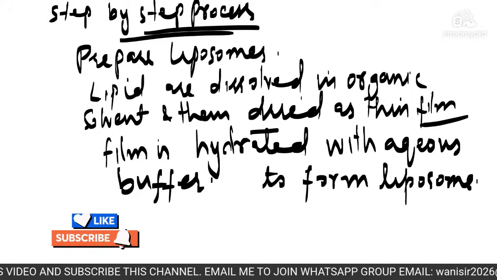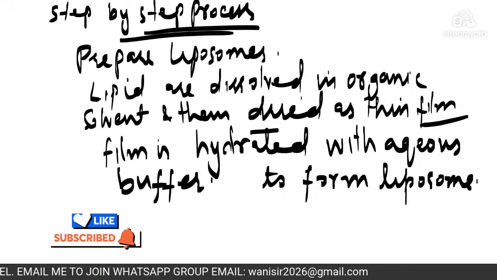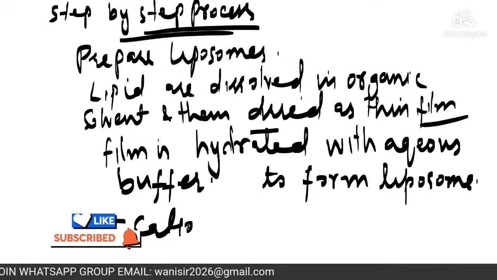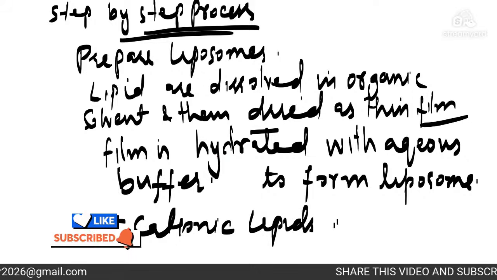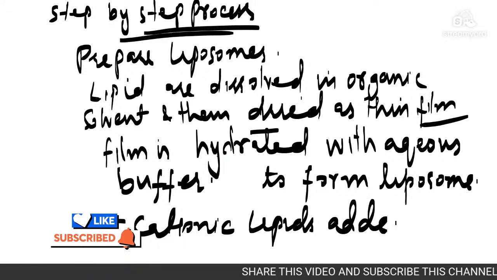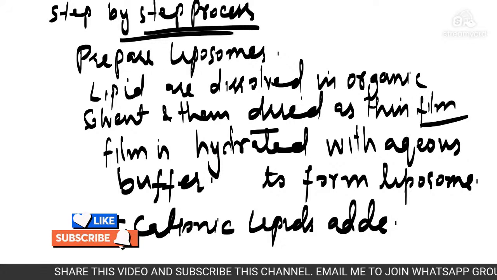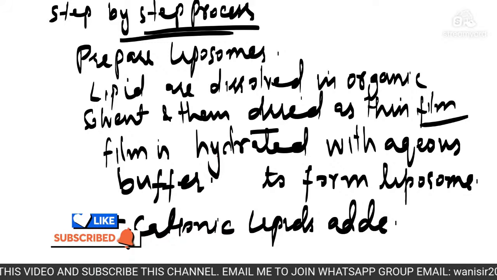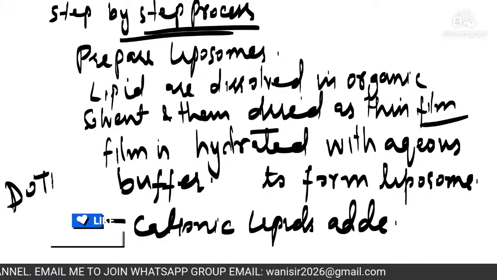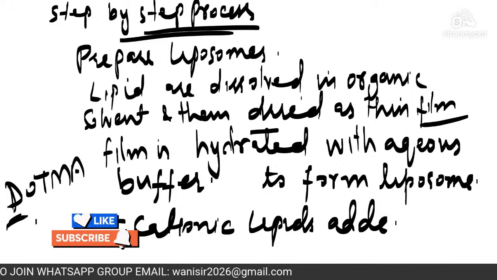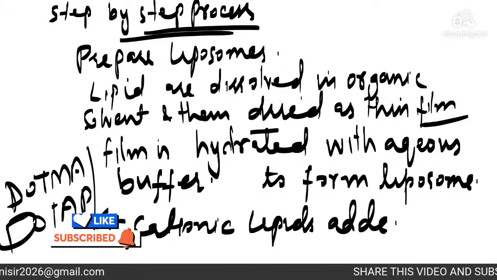For gene delivery, cationic lipids are mixed in so that the liposome carries a positive charge. What are those cationic lipids? I told you earlier that those are DOTMA and DOTAP. These are the two cationic lipids.